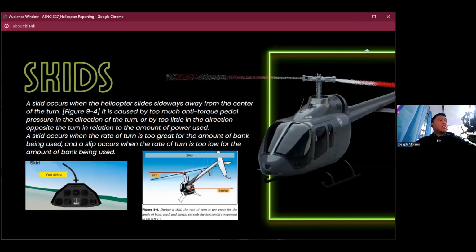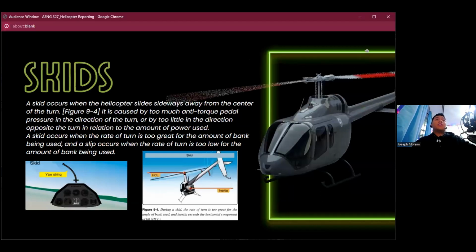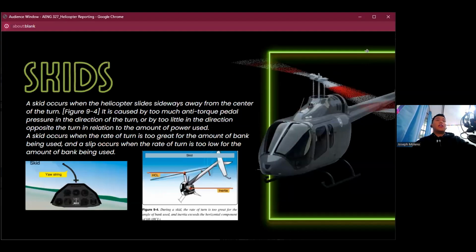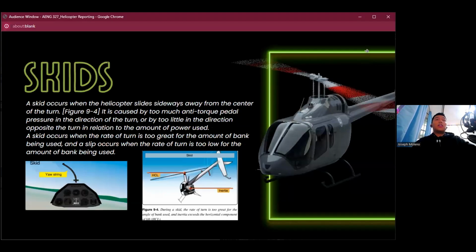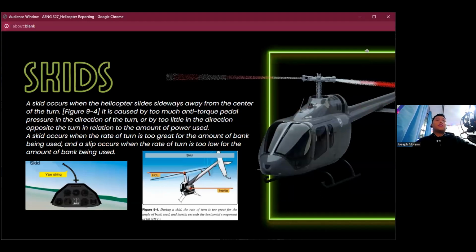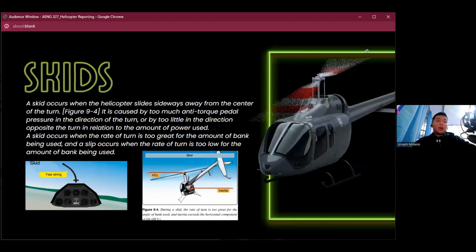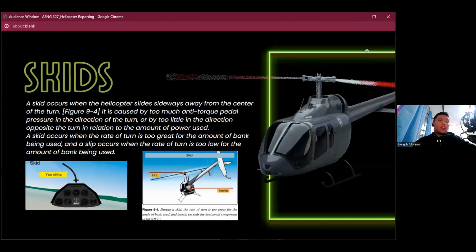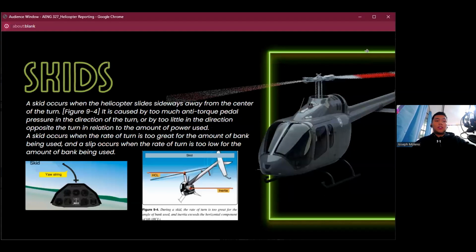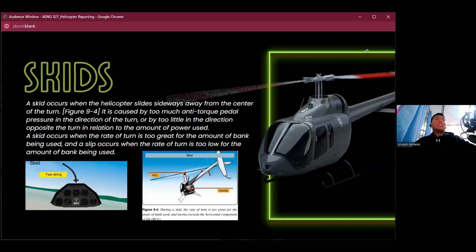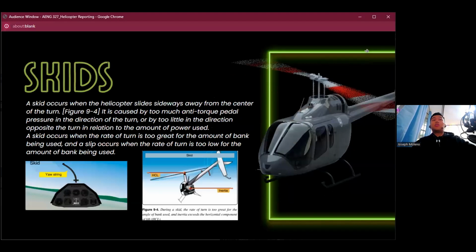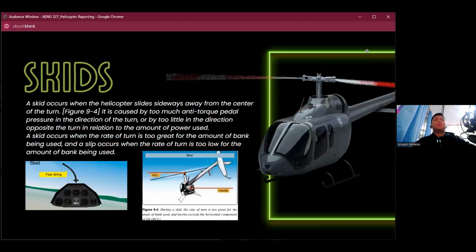Next are skids. A skid occurs when the helicopter slides sideways away from the center of the turn. It is caused by too much anti-torque pedal pressure in the direction of the turn, or by too little in the direction opposite, in relation to the amount of power used. An example is if the helicopter is forced to turn faster with increased pedal pressure instead of by increasing the degree of bank, it skids sideways away from the center of the turn instead of flying in its normal curved path. In skids, the moment of inertia is much greater compared to the HCL.